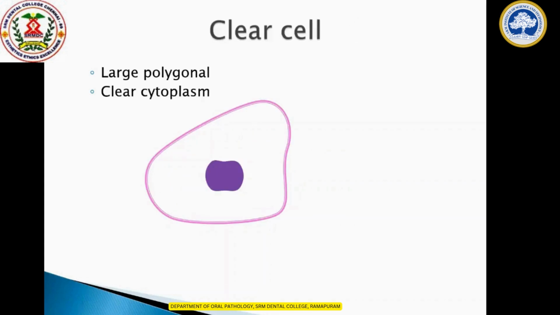The next cell is your clear cell. So what is this clear cell? The name itself indicates it's clear. It is empty. So it will be a large polygonal cell with a clear vacuolated cytoplasm, okay, clear vacuolated cytoplasm with a prominent nucleus there. That is your clear cell. So these clear cells can also be appreciated in your mucoepidermoid carcinoma, especially in your intermediate and high-grade tumors. So what are these clear cells? They are glycogen-rich clear cells. These are large polygonal cells with a clear vacuolated cytoplasm with a prominent nucleus, and the cell borders are very distinct or very clearly seen.